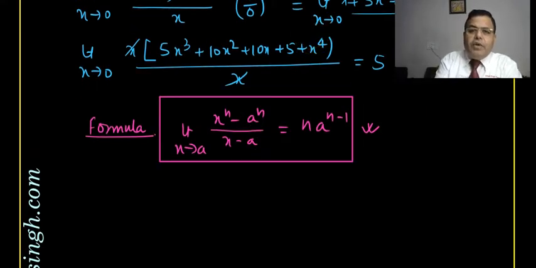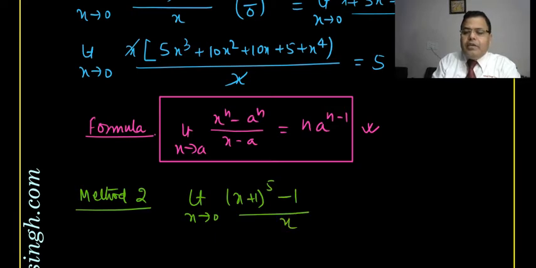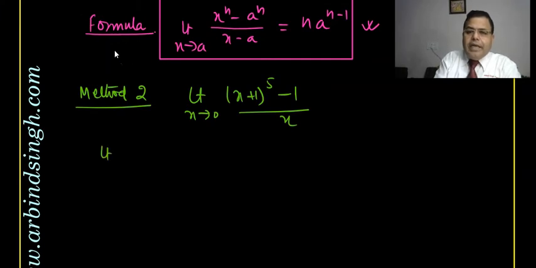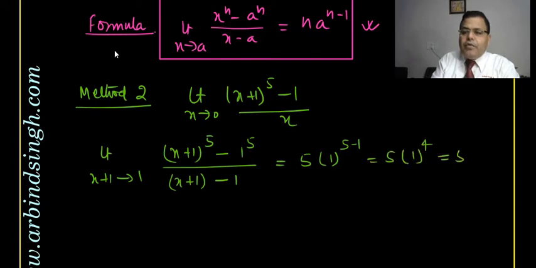So how to deal with this? Try to understand. Method 2 I am going to use for this question. Limit x tends to 0, (x plus 1) to the power 5 minus 1 upon x. This is 0 by 0 form, so as x tends to 0, x plus 1 tends to 1. Here x plus 1 minus 1 can be written in place of x minus a, so this is in place of x and this is in place of a. That gives n a to the power n minus 1, that is 5 into 1 to the power 4, that is 5. So we can use this formula like this.